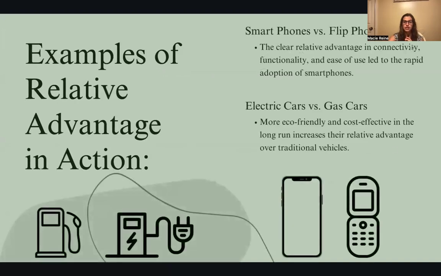So, some examples I thought of were smartphones versus flip phones. This slide shows how the concept plays out in everyday life. Think about how quickly smartphones took over flip phones. It wasn't just a tech change, it was a complete lifestyle change. People saw immediate advantage in terms of ease of use and connectivity.